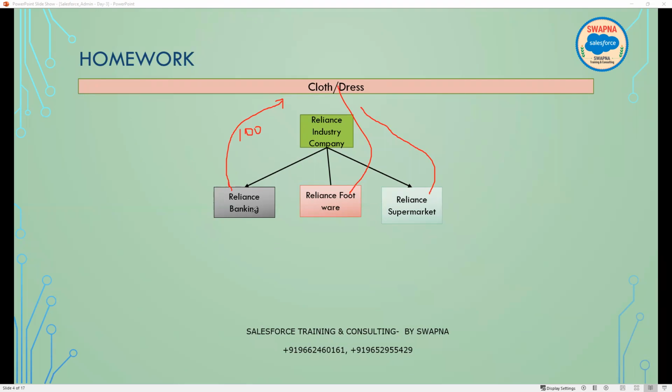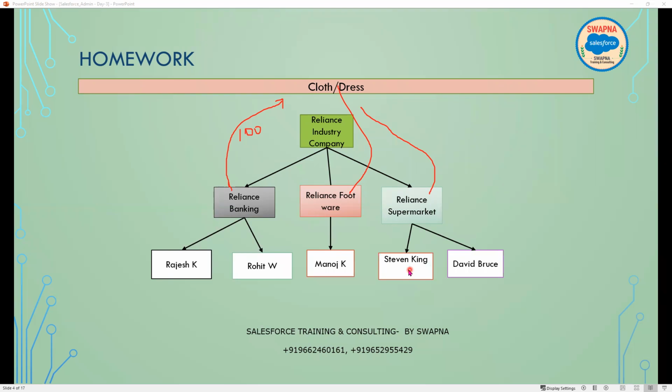Now in Reliance Banking, they have recruited a few more members, Rajesh and Rohit. They have recruited 2 more members, and now each individual person has to go and buy the clothes. Similarly, Reliance Footwear has recruited a person called Manoj, and Reliance Supermarket has recruited 2 members, Steve and David. These people have to go individually and get the needed information. Now in the footwear, Manoj Kumar became a lead.